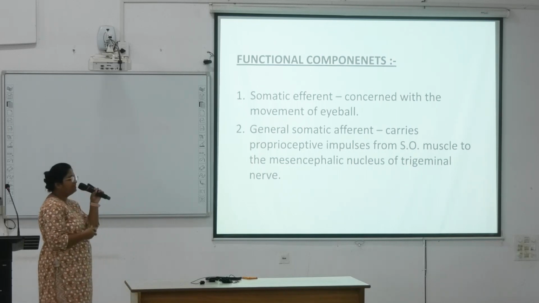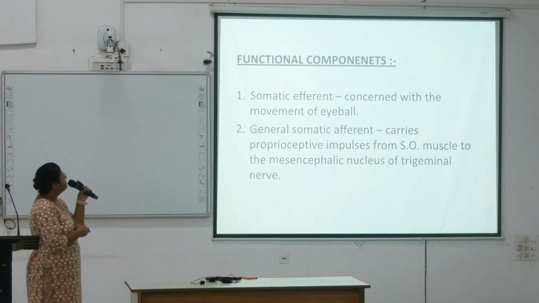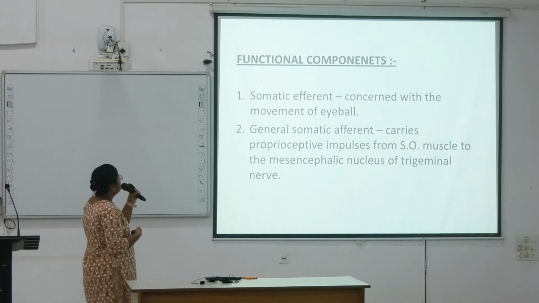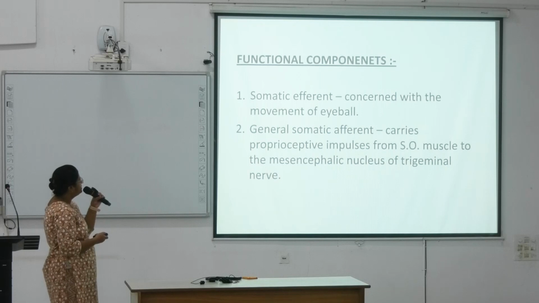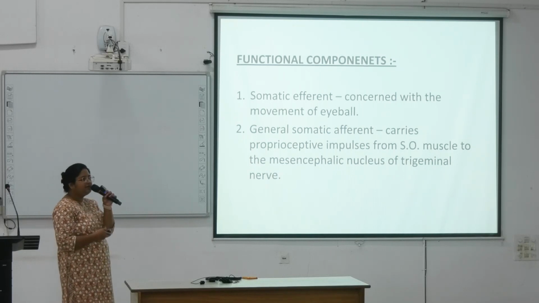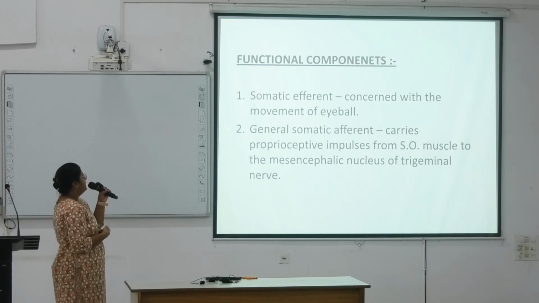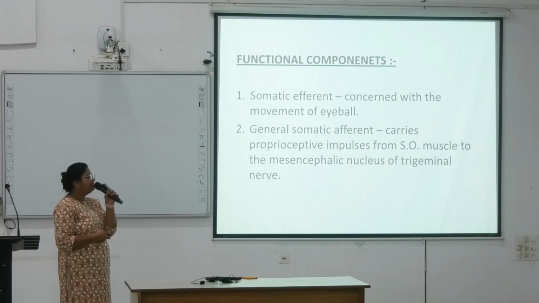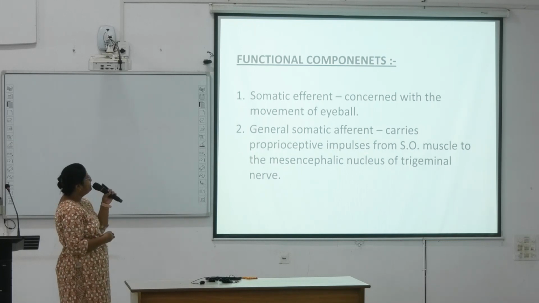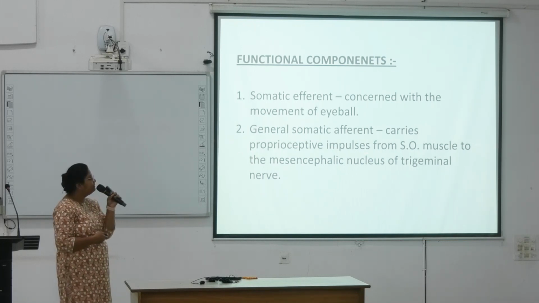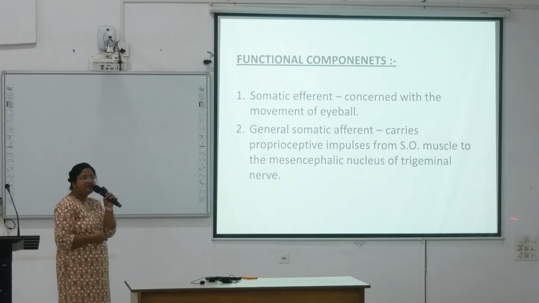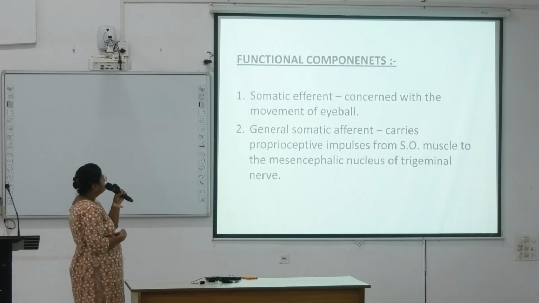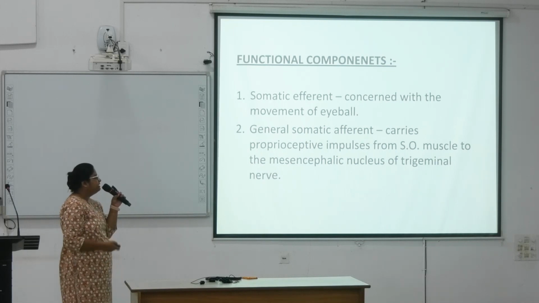So what are the functional components of the trochlear nerve? Somatic efferent and general somatic afferent. Somatic efferent fibers are concerned with movement of the eyeball, supplying the superior oblique. General somatic afferent fibers carry proprioceptive impulses from the superior oblique muscle to the mesencephalic nucleus of the trigeminal nerve. Okay, this is the general somatic afferent.